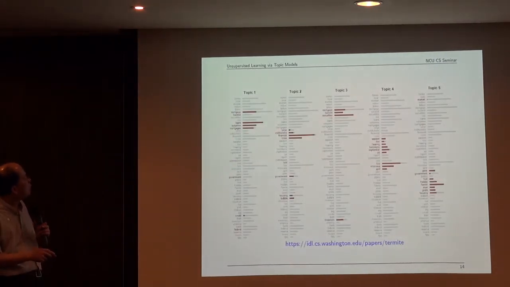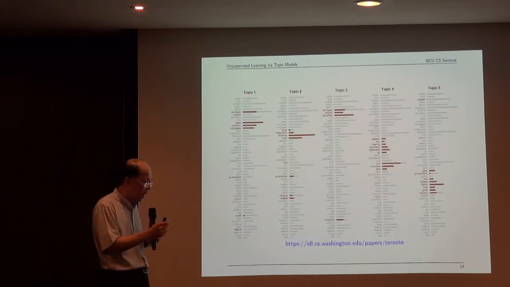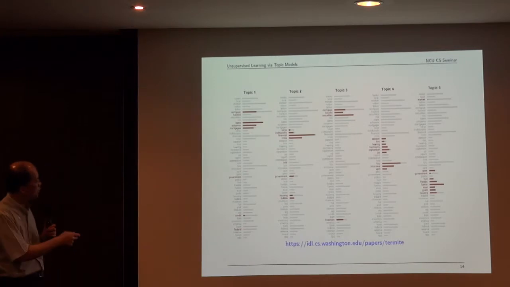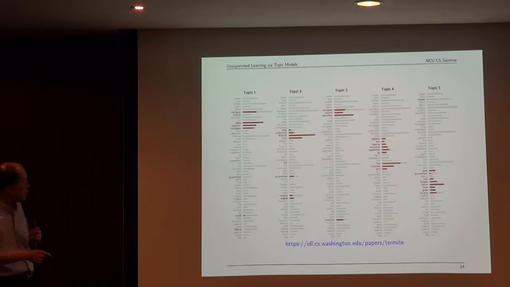Here is an example showing different words under different topics. The length here shows how the words are related to the topics. The longer means the more relevant to this topic. Some words are not shown, meaning these words are not so relevant to this topic. The probability is very, very close to zero, so we don't show the bar here. You can see this is trained from some database.